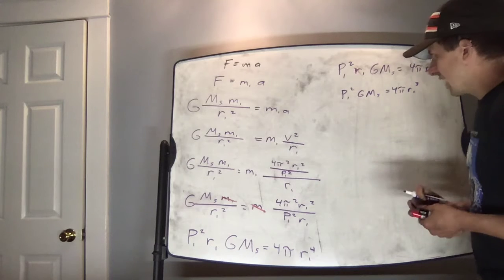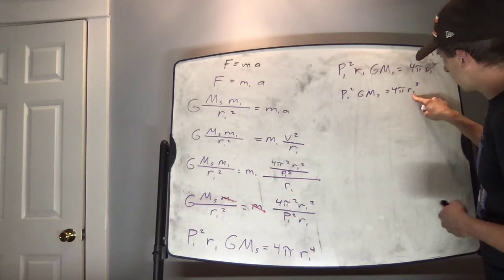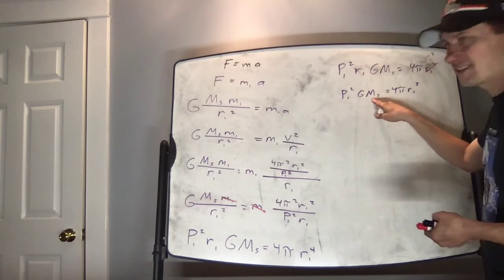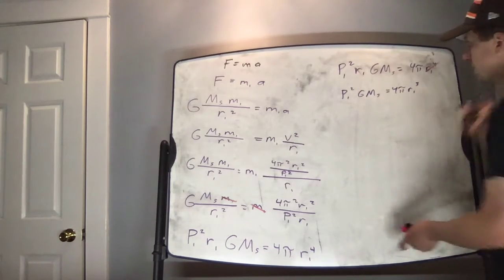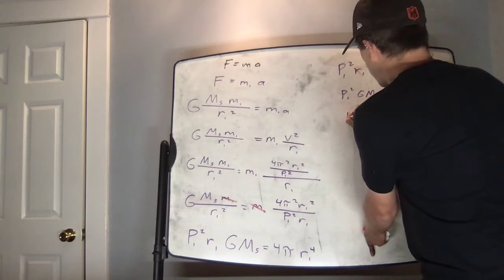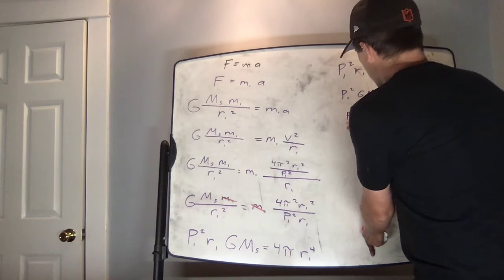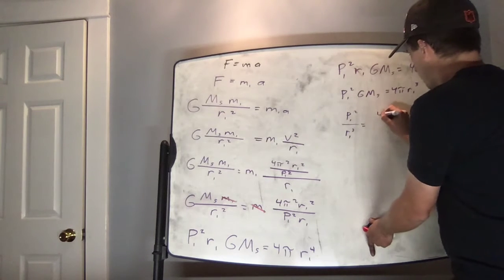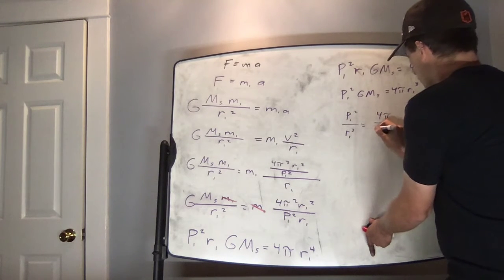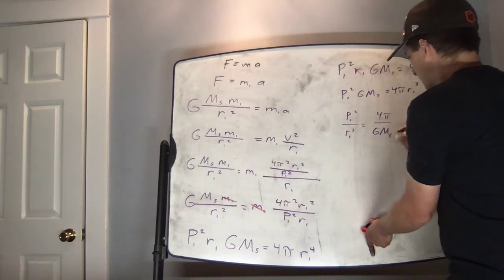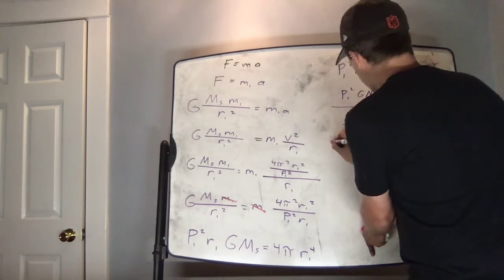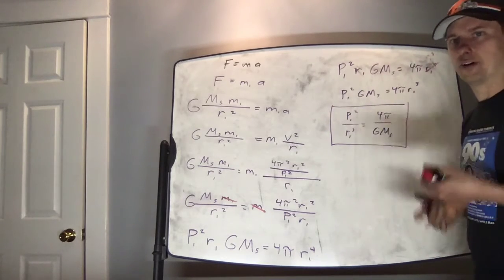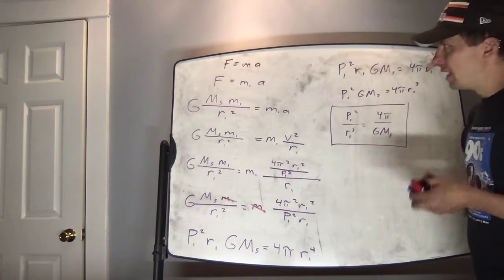And what I'm going to do next is bring r1 cubed to the left-hand side, and bring G and the mass of the sun to the right-hand side. So I can write this as p1 squared over r1 cubed is equal to 4 pi over Newton's gravitational constant times the mass of the sun. And I am going to call this the final result of the first part of this proof.